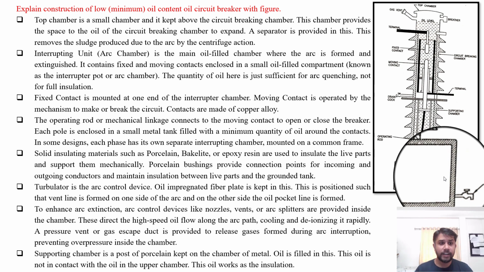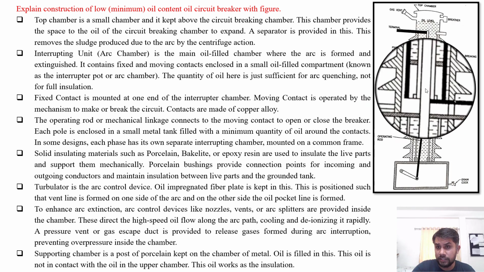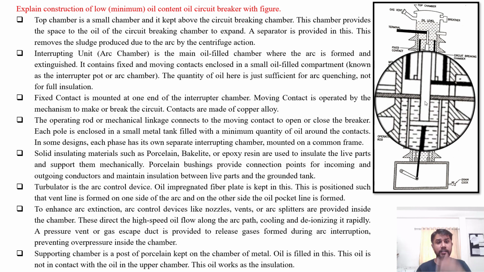The turbulator is the arc control device. An oil impregnated fiber plate is kept in this. It is positioned such that a vent line is formed on one side of the arc. This is the vent side, and this is the separator. The vent line is formed on one side of the arc, and on the other side of the arc or the plate, the oil pocket line is formed.